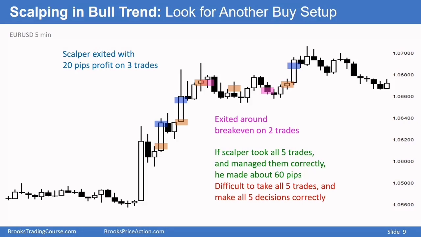The problem is that's a big if. Will he manage them all correctly? Hard to do. And will he take all 5? Hard to do. He probably will not make 60 pips as a scalper.